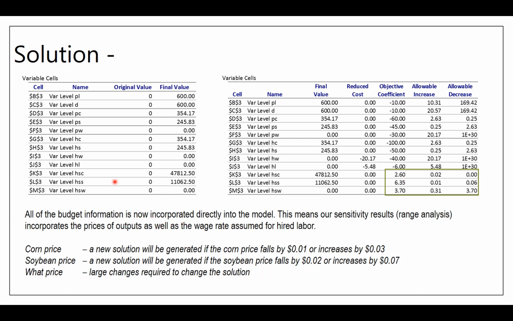So all that budget information that we started from, comparing gross margins for corn, soybean, and wheat, is now directly incorporated into our model. It's all sitting there in the activity set. And so our sensitivity results down here are going to be range analysis directly tied to the price of the outputs. And that's the way we usually get information. It's the way we want to typically communicate information out to others.